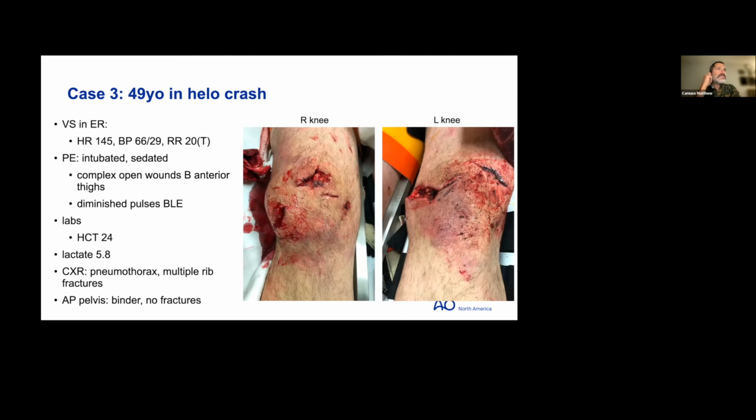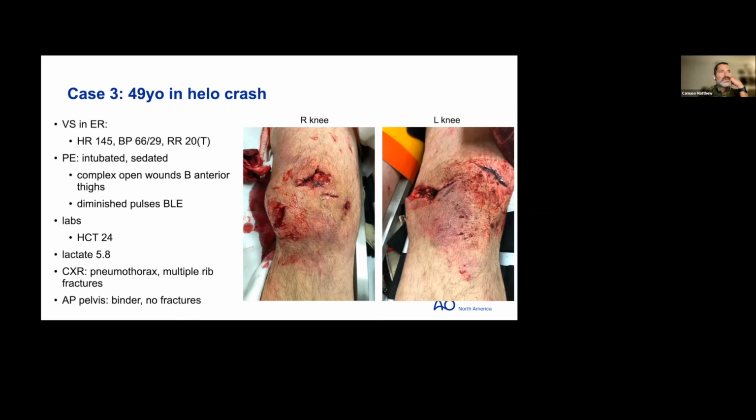So he's pretty sick. He's a polytrauma patient, right? He's hypotensive, he's tachycardic. The team has already intubated him, and he's got these complex open wounds through which his femurs were previously sticking out. Both of his lower extremities have diminished pulses. He's anemic already, which is a little unusual. That means he's lost a lot of blood, right? Because he just showed up, and he's got an elevated lactate.